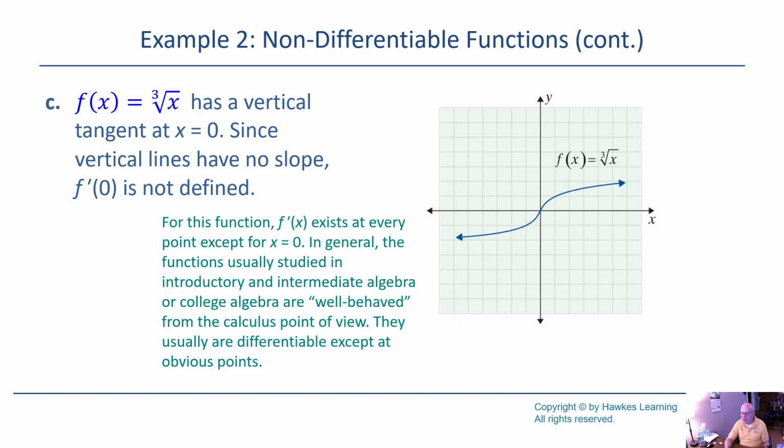Another example, the cube root of x is not differentiable around x equals 0 because in this vicinity, you've got an undefined slope.